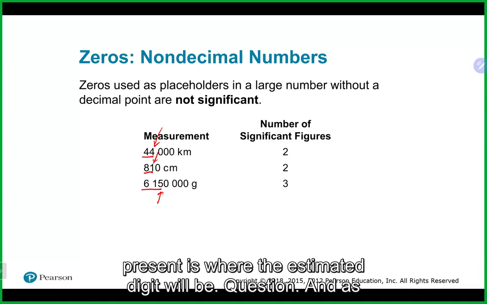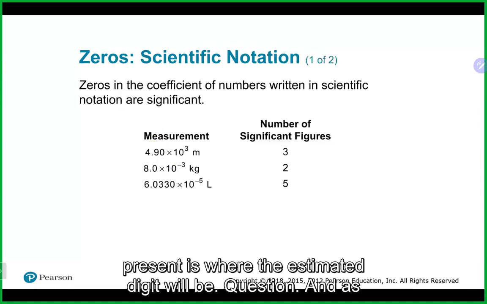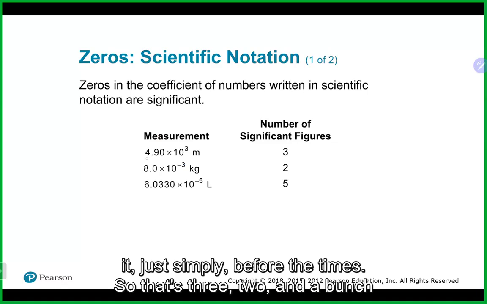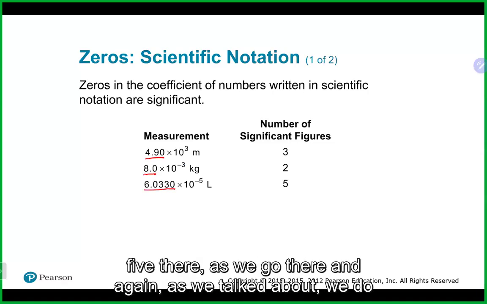Question on that. And as we just did in scientific notation, again, simply look before the times. So that's 3, 2, and 5 there as we go.